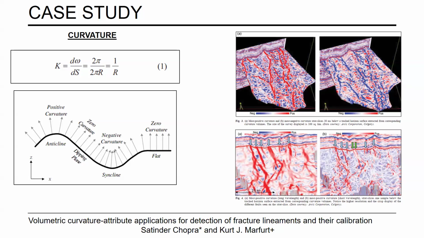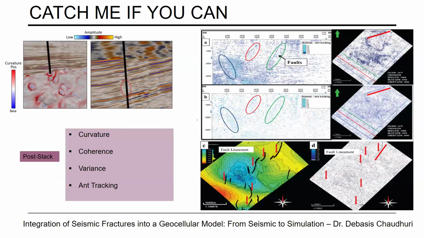Now, how does it become relevant to us? If you look at the picture just next to you, you will see that in anticlinal settings you are going to get positive curvature, whereas in a syncline kind of setting you are going to get negative curvature.